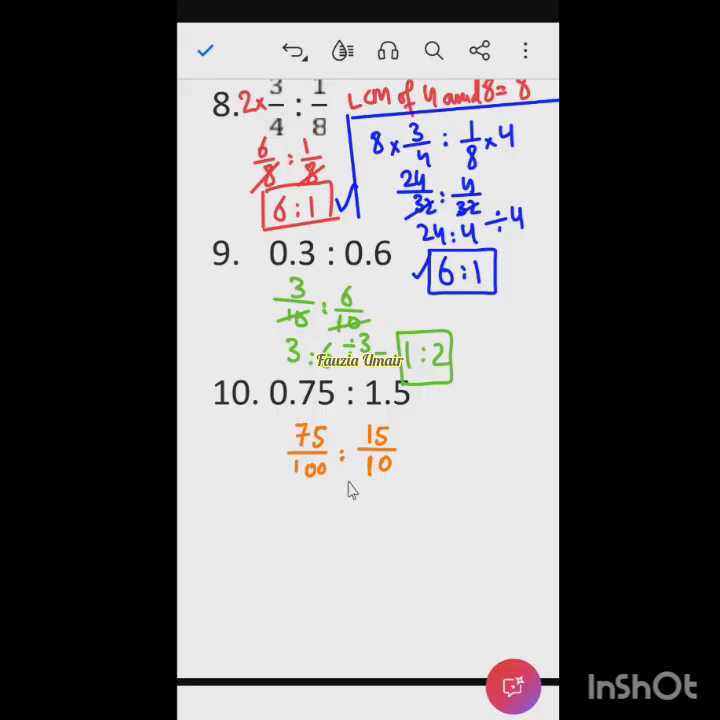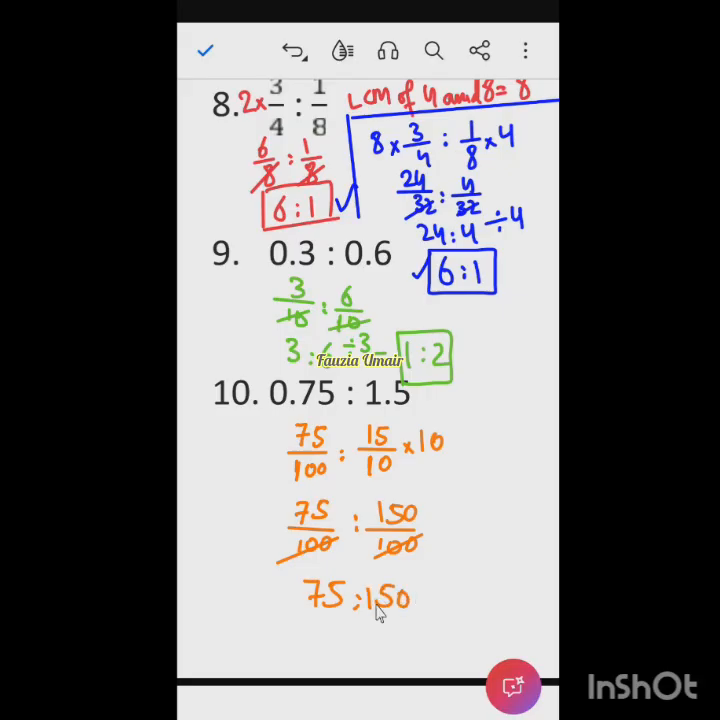So one is 10, the other is 100. What to do? We can multiply by 10 again. Very good. We can make this 10 also 100. So this will be 75 by 100 and this would be 150 by 100, right? Now I can just cancel this 100 on both sides. So the ratio is 75 ratio 150.